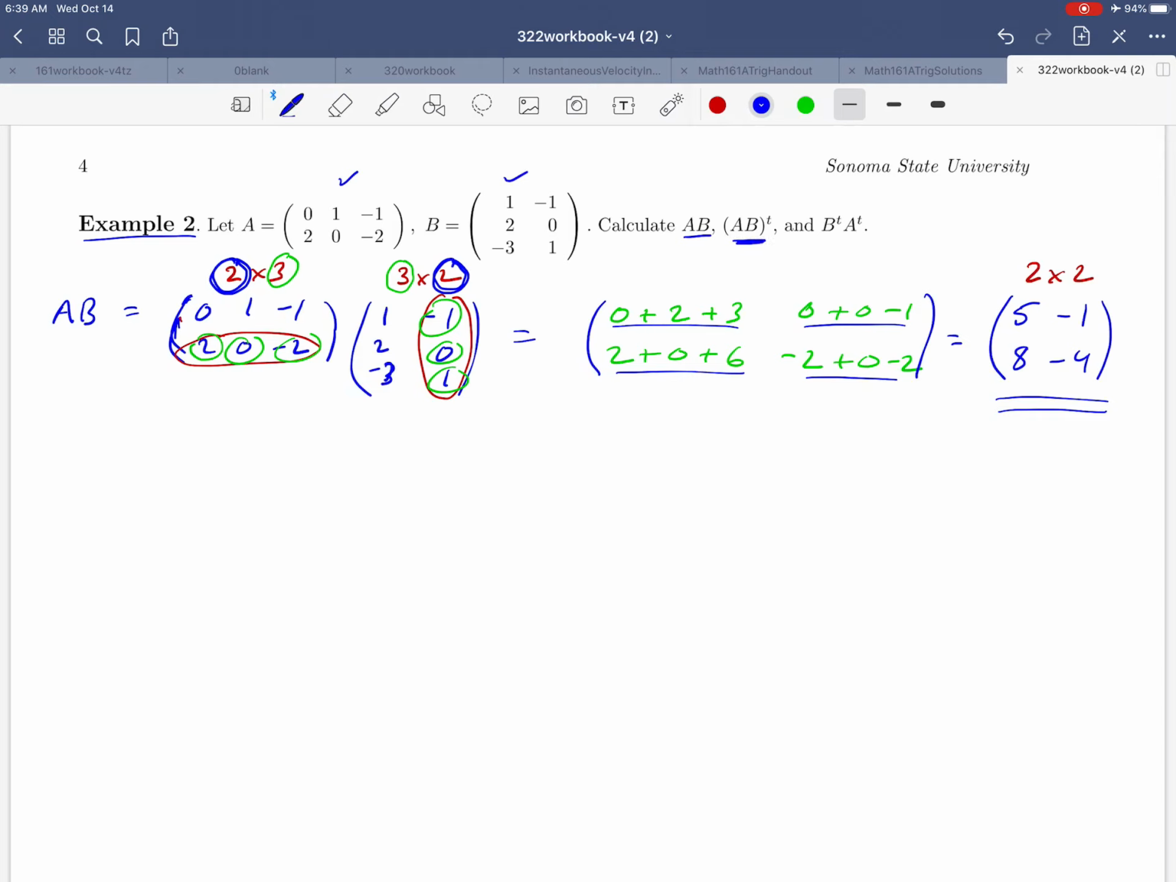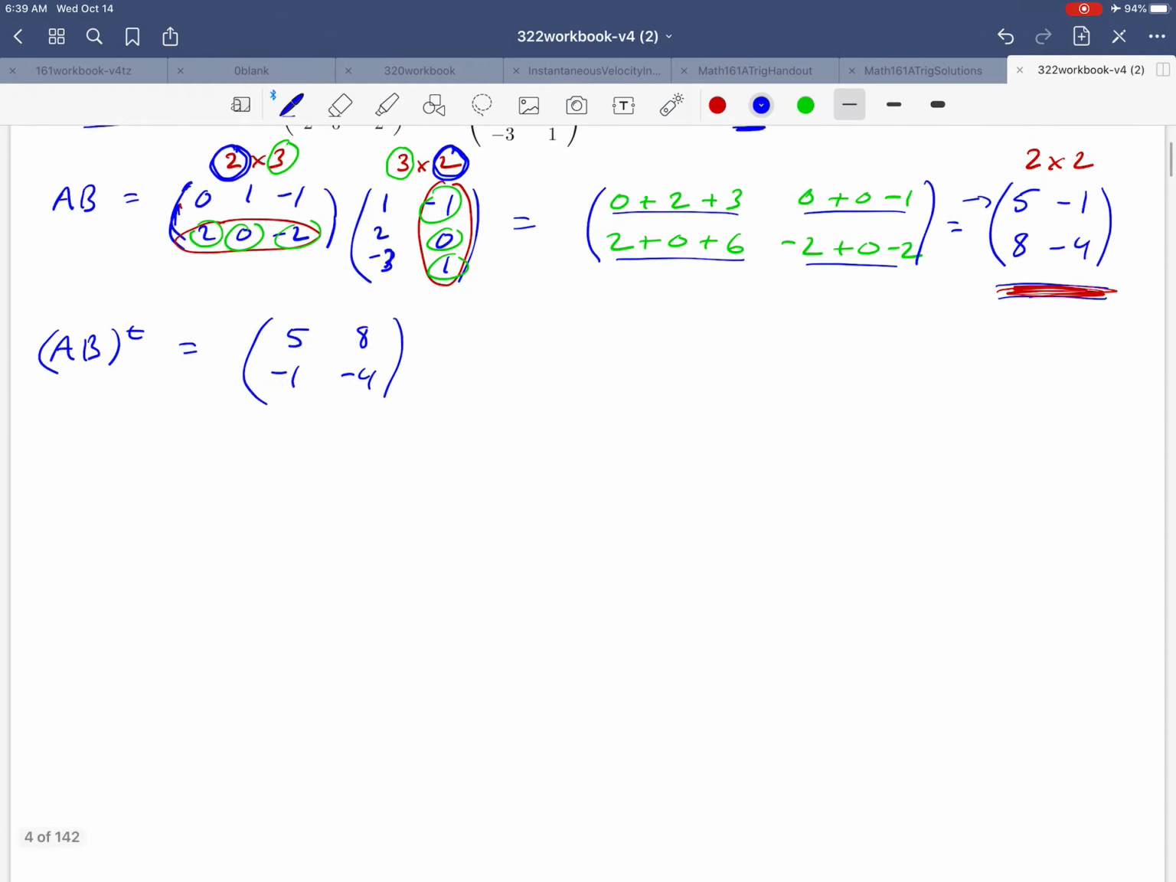Okay, so the next thing they want is AB transpose. Well, the thing is, we just calculated AB, and so all we need to do is to take the matrix that we came up with and transpose it. So reverse the rows and the columns. That first row of 5, -1 is going to become our first column. And similarly, the second row is going to become the second column. Okay, so there's AB transpose.